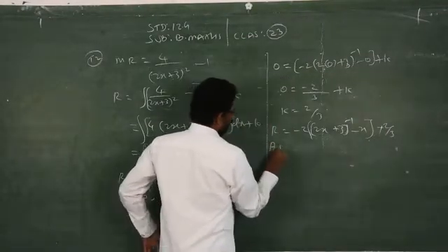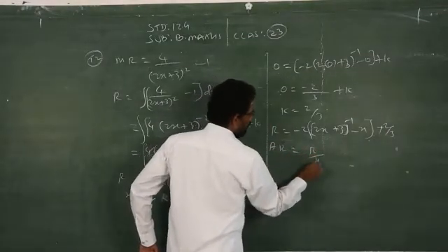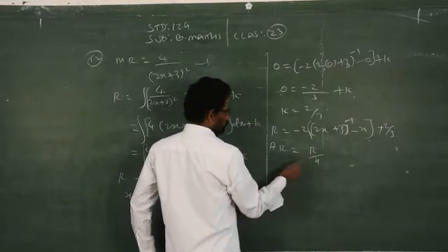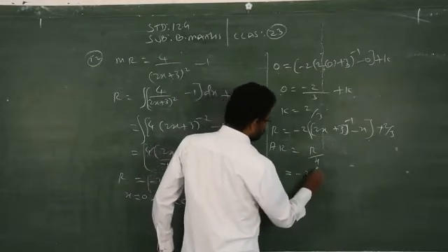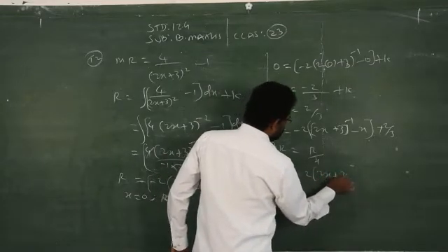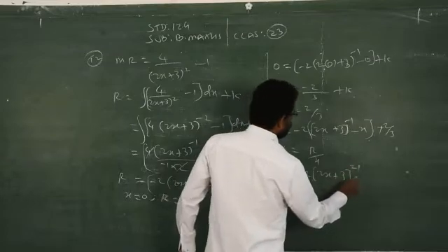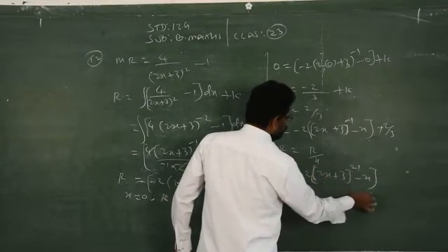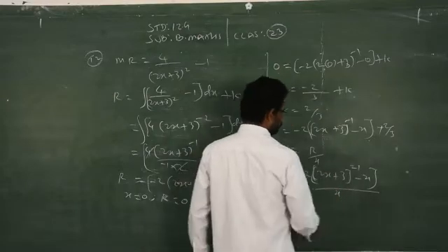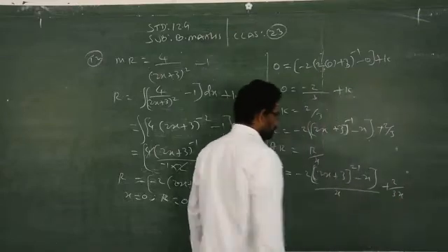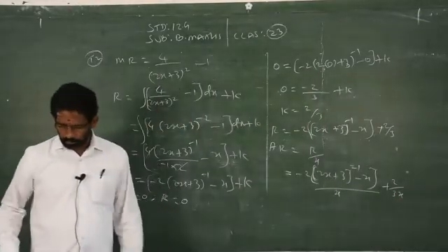Then average revenue. What is meant by average revenue? Average means divide whatever the function is by x. So minus 2, 2x plus 3 power minus 1 minus x, by x, plus 2 by 3x. So this way you have to do it.